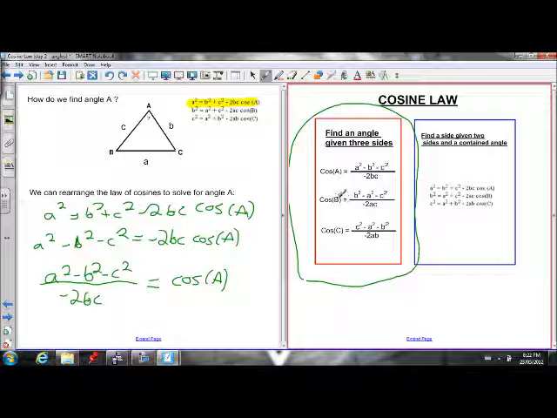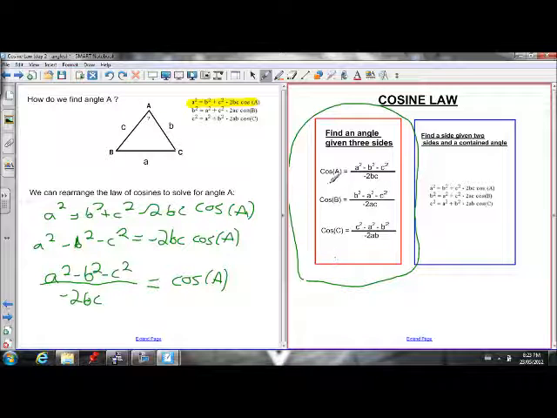For angle B, I start with side b squared, and then subtract the squares of the other two sides, a and c, and then divide by negative 2 times those other two sides, a and c. For angle C, I subtract the squares of the other two sides from side c squared, and I divide by negative 2 times those other two sides. So that's the cosine law rearranged to find the angles.